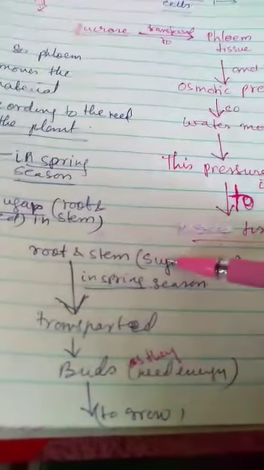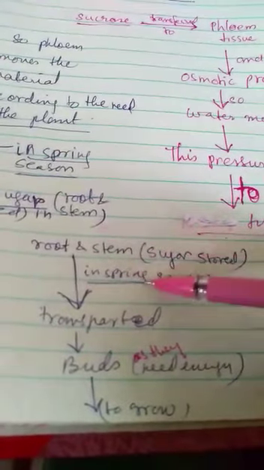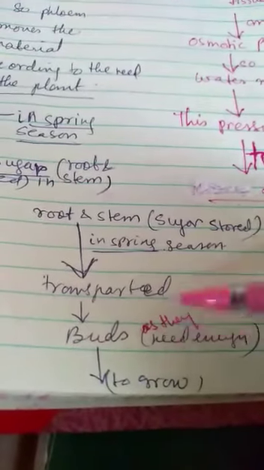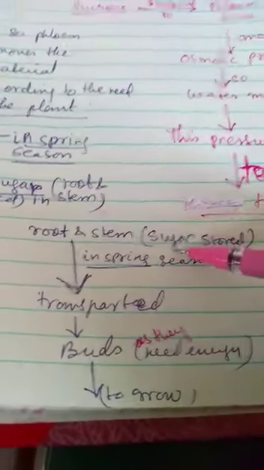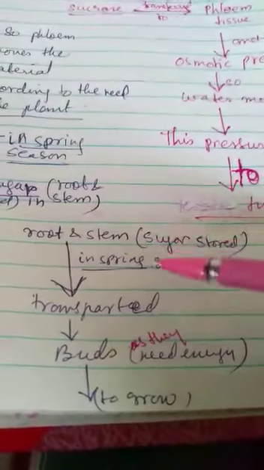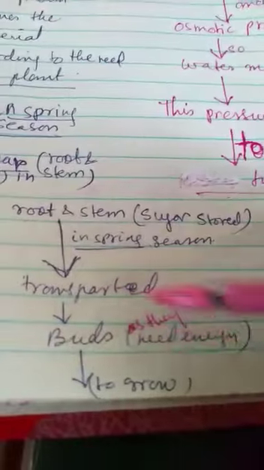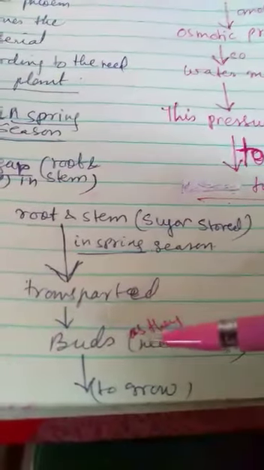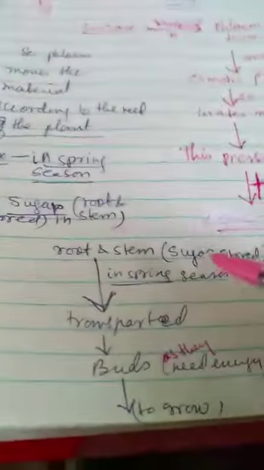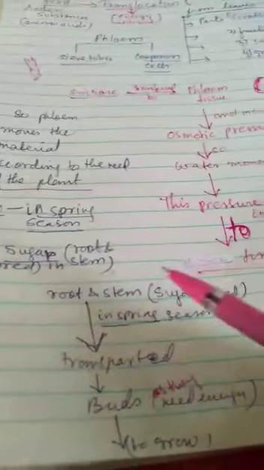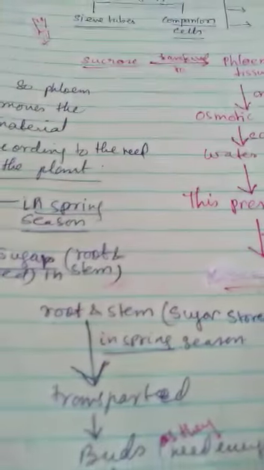Now see what happens. The food is stored in root and stem region. In spring season, the buds require energy for growing. So the sugar stored in root and stem will be transported to the buds, as these buds require energy for growing. So we come to know that according to the need of the plant, the food is transported, and it will be transported in both directions, upward and downward.